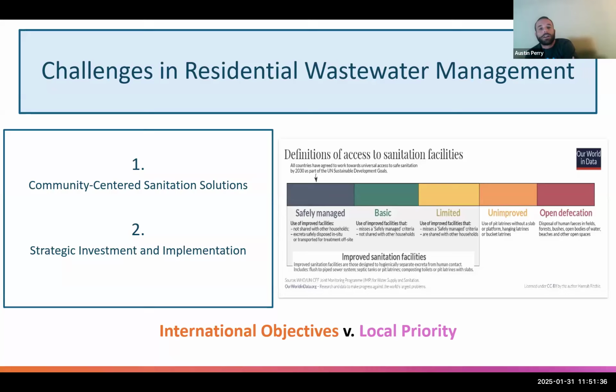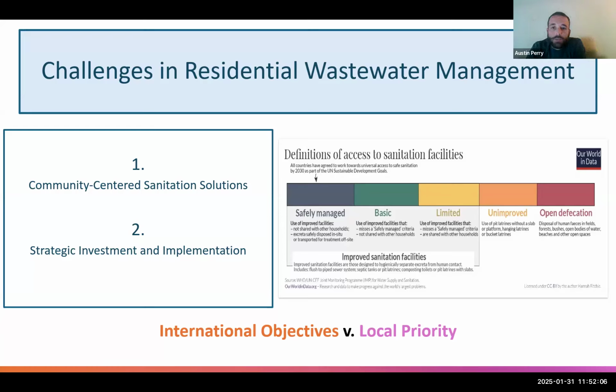And then we want to focus on strategic investment and implementation. One of the things we have to overcome is a broad understanding of how to finance and fund these types of wastewater treatment systems. It can be challenging, but if you simplify it well enough, it can actually be very straightforward and help you progress the development of your systems rather quickly. So it all boils down to international objectives and local priority.